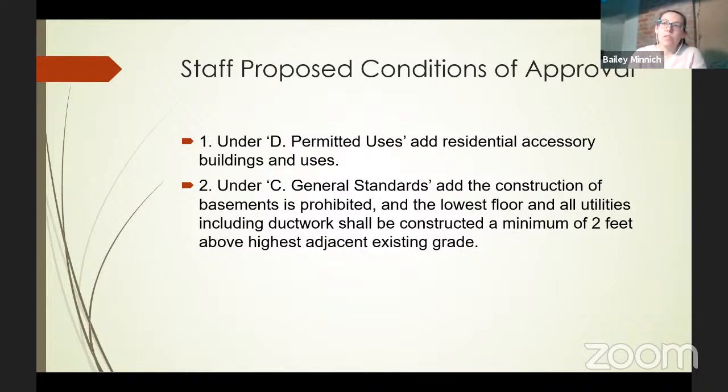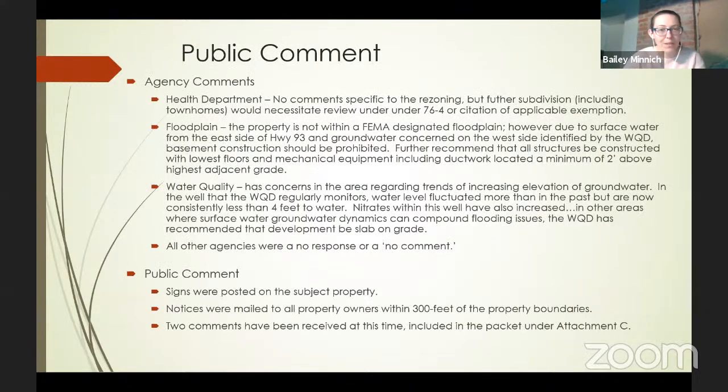And then the other condition I'll get into here in a second as well, but it's under C, general standards. We are recommending a condition that there's language added that the construction of basements is prohibited on this property, and that the lowest floor and utilities be constructed a minimum of 2 feet above the highest adjacent grade.